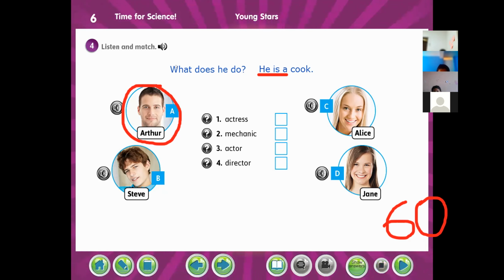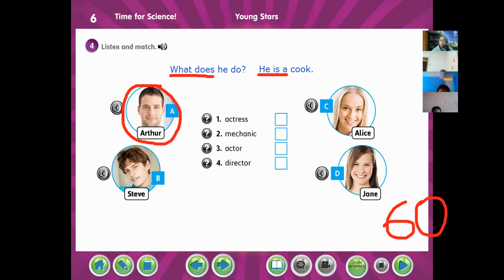Okay, 4 volunteers, please raise your hand. The first, what does Arthur do? Okay, Jacob, tell me, what does Arthur do? Teacher, he is a director. Yes, he is a director. In the audio it says that he made a film. Made, hizo. This is the past of make. He made a film. And he used all his talent.